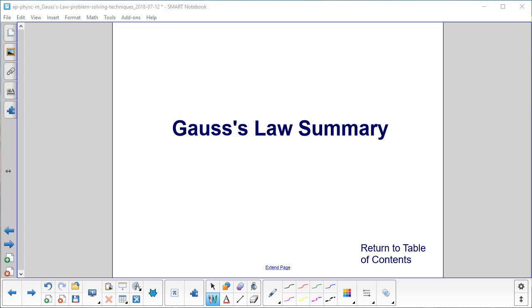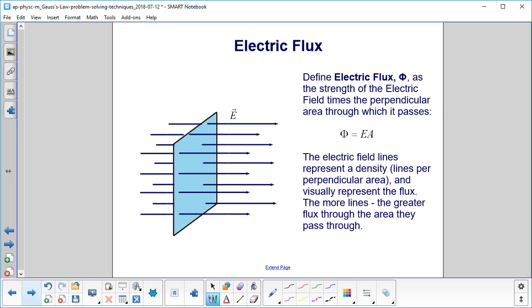Gauss's law summary. We first start by defining electric flux. Electric flux is represented by phi, and it's the strength of the electric field times the perpendicular area through which it passes. So if E is perpendicular to the area A, it is just E times A. The electric field lines represent a density, lines per perpendicular area, and that's the key here, this perpendicular word.